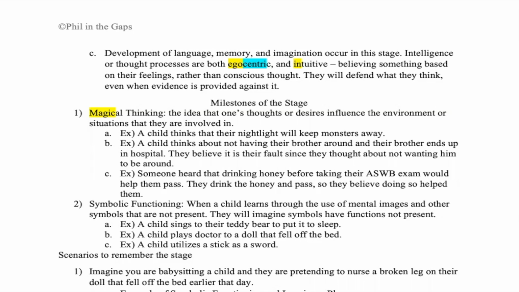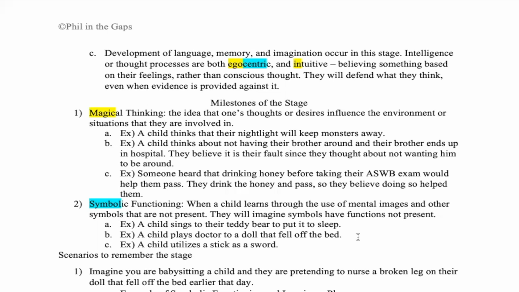Symbolic functioning, on the other side of the river, key emphasis on symbol, because this is where a child is going to allow for a symbol or object to have humanistic type characteristics in addition to human attributes. So symbolic functioning is where they allow a symbol to function as if it were a human. Stated in a different way, it's when a child learns through the use of mental images and other symbols that are not present. So they imagine symbols have functions not present at this given moment. So this is that imaginary play further progressing within the child.